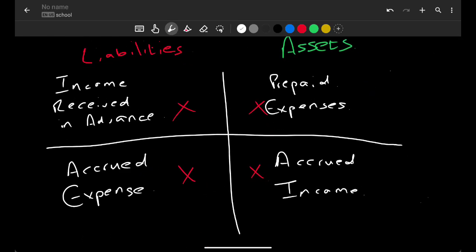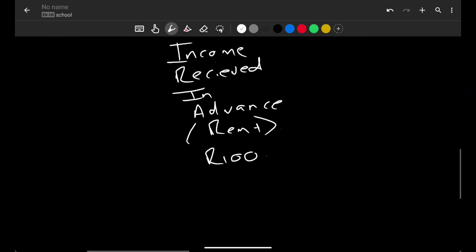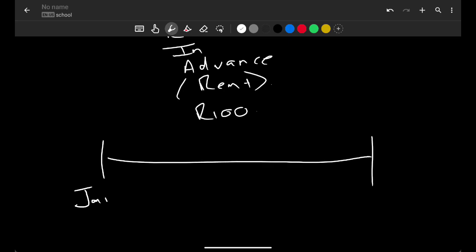Hence, these four accounts have to be consulted, if I can put it that way, right? So income received in advance, 100 rand rent every month. Now, looking at our income statement, we have our 12 months there, January to December. Every month, you're supposed to get 100 rand. So your total there should be 1,200.